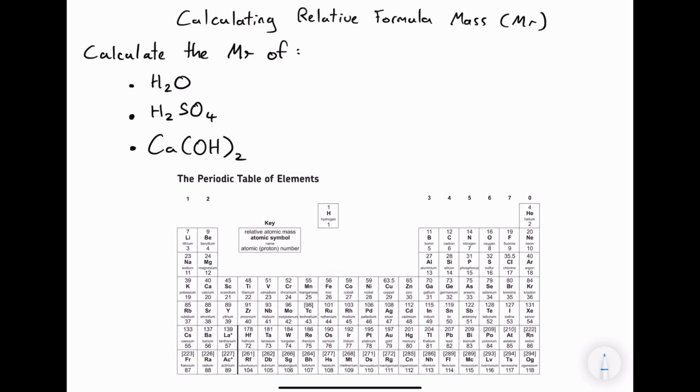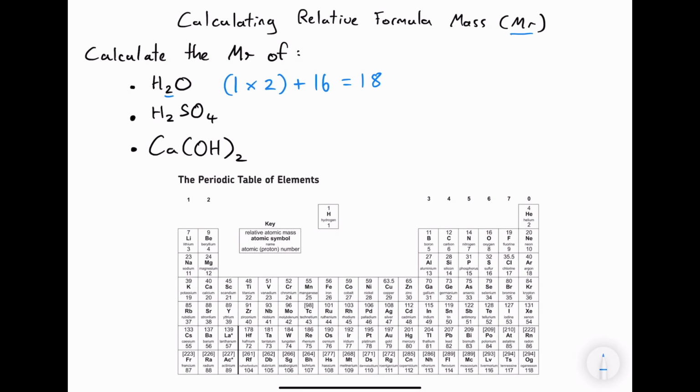Now we're going to look at calculating relative formula mass, which has a symbol capital M little r, or Mr. So in these three questions we have to calculate the Mr of first water, then sulfuric acid, and then calcium hydroxide. So for water we would need to locate hydrogen and oxygen on the periodic table. Hydrogen has an Ar of 1, but there are 2 hydrogen atoms in one molecule of water, so we would need to multiply the 1 by 2, and then we would add this to the Ar of oxygen, which is 16, which would give us an Mr of 18.